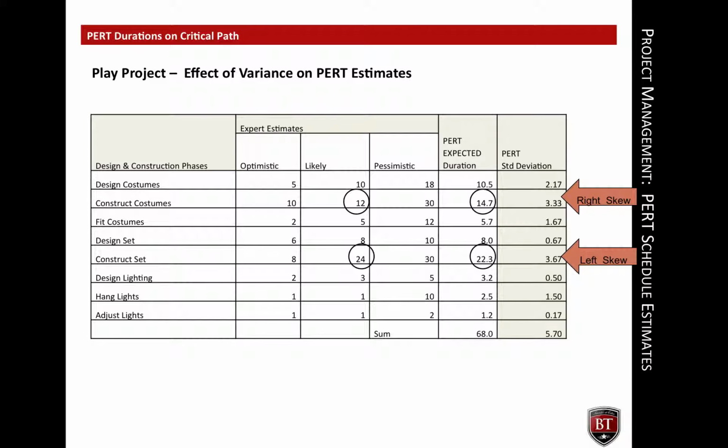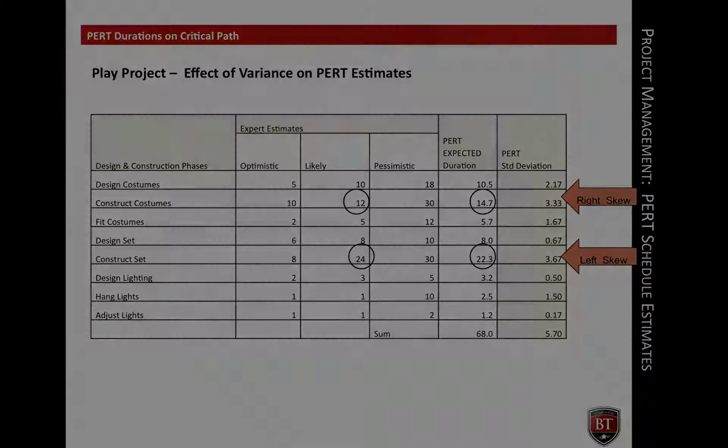The constructing set task was originally estimated to require 24 days to complete. However, the PERT duration estimate is 22.3 days. This is because the sample is left skewed. That is, the task is more likely to take fewer than 24 days than it is to take more than 24 days. Therefore, the PERT estimated duration is smaller than the most likely duration.